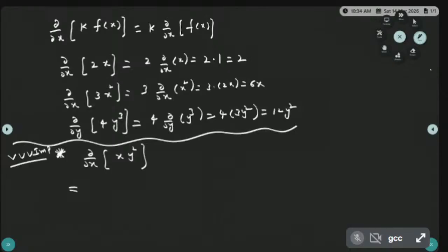Okay, x into y square. We are differentiating with respect to x. What is constant? Y square. Like k, like 2, like 3, like 4, you may take y square also as constant, because here we treat y square as constant. Dou by dou x of x is 1. What is the answer? Y square. One more example.